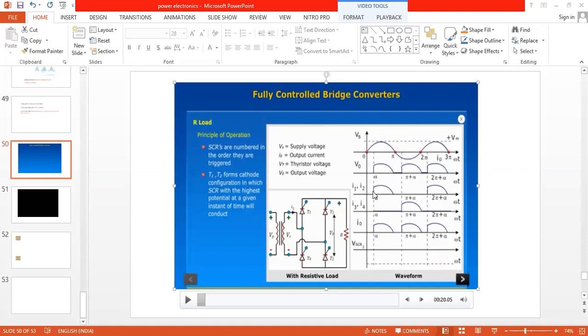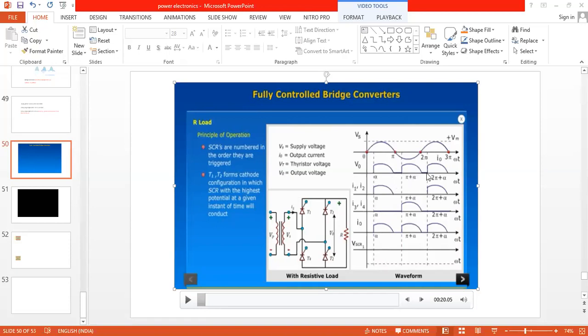So you are already done with the waveforms. The theory explanation, once again I am repeating. At omega t is equal to alpha, SCRs T1 and T2 are on, current flows through the load. At omega t is equal to pi, the input voltage value is 0, therefore current cannot flow through the load in this condition for a resistor load. Once again, at omega t is equal to pi plus alpha, both the SCRs T3 and T4 are turned on.